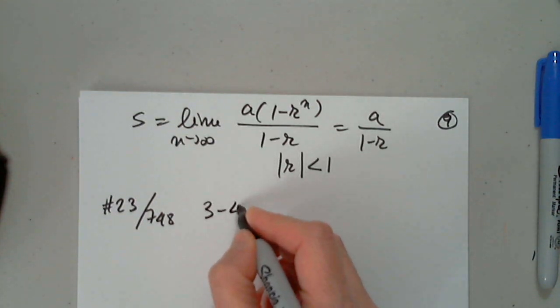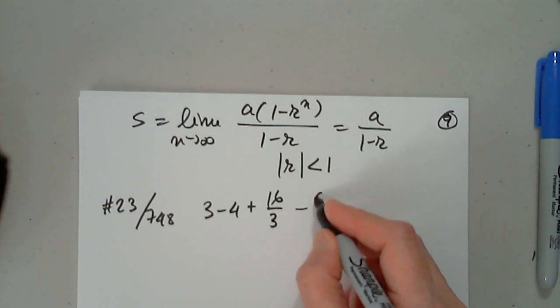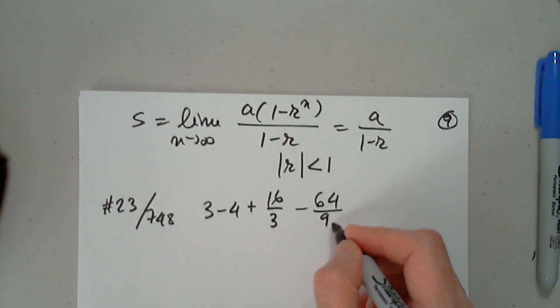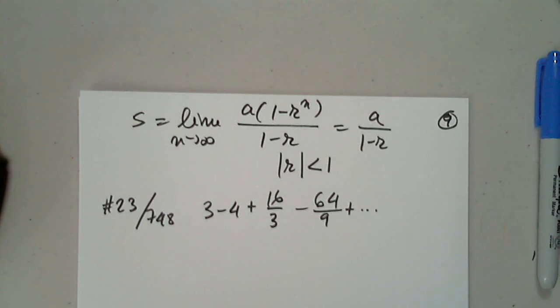We're given 3 minus 4 plus 16 divided by 3 minus 64 divided by 9, and so on and so forth. The question is asking us to determine whether the geometric series is convergent or divergent. If it is convergent, find its sum.